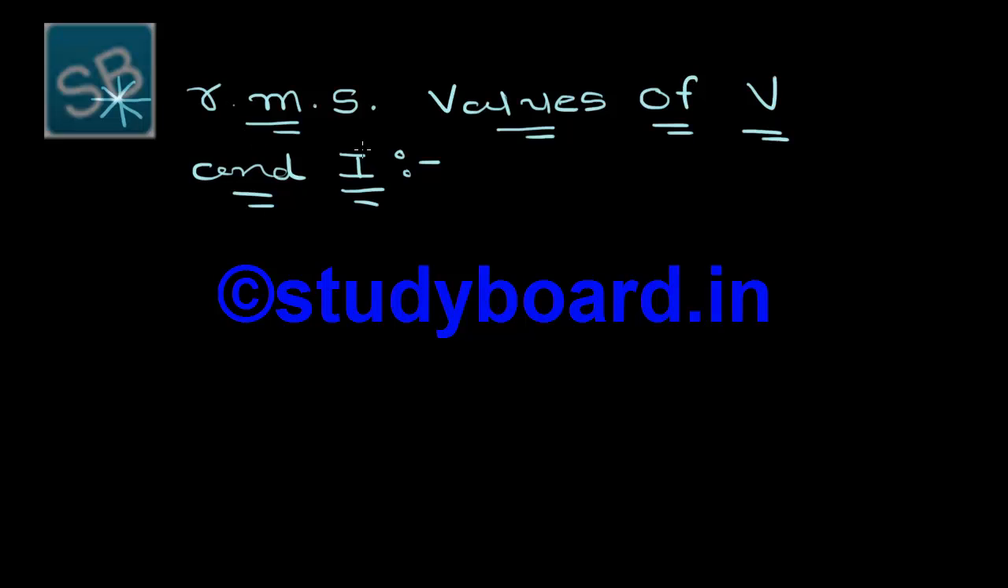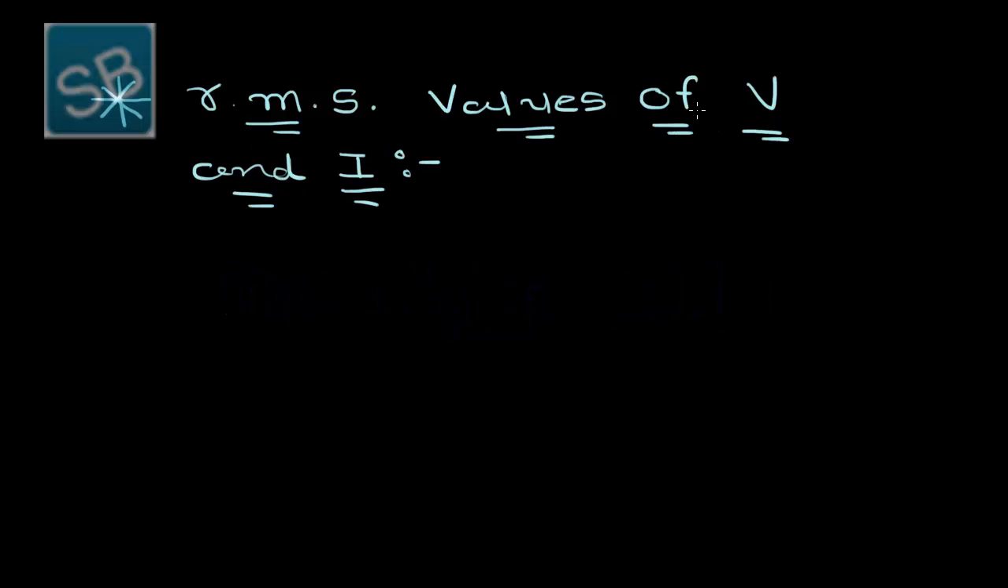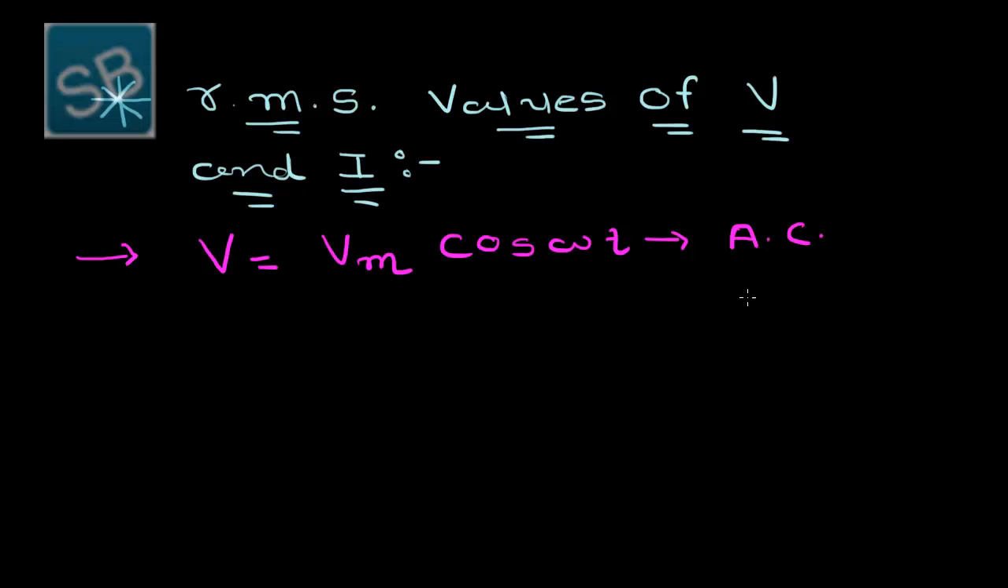Let's start the new topic, RMS values of voltage V and current I. I am recalling some equations of voltage and current which we have discussed in the above theories. The equation for voltage that we were using was of the type V = Vm cos omega t for AC voltage.